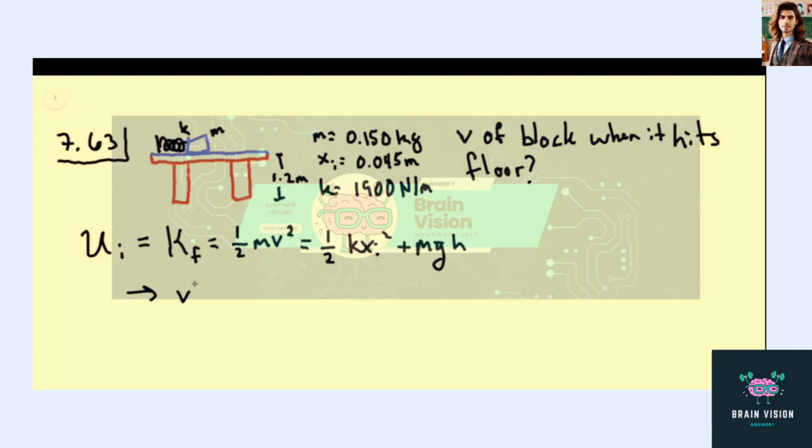So then if we solve this for v, we'll have the square root of k x_i squared over m plus 2gh, and this evaluates to 7.01 meters per second.